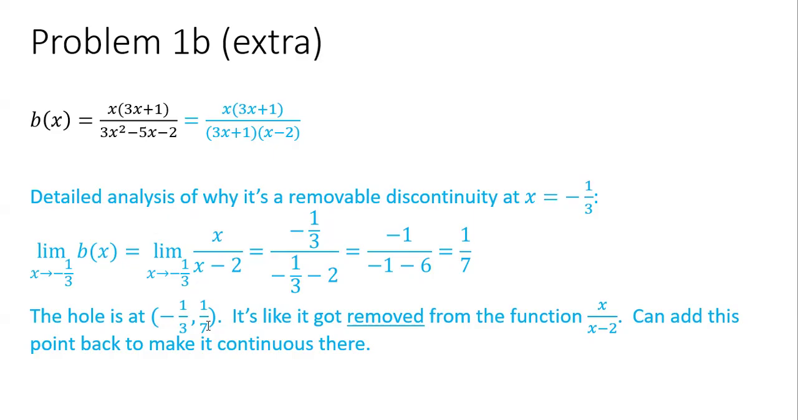If you remember how holes are, this function, if you really want to simplify, is x over x minus 2. But for domain purposes, x still cannot be negative 1/3, because this is part of the original. So this b of x looks really close to x over x minus 2, except there is a hole at x equals negative 1/3, and that hole is exactly this point. So you can think of it as this one point got removed from the function x over x minus 2. That's why it's called a removable discontinuity. You can just add this point back, and it'll be continuous at that value of x again.